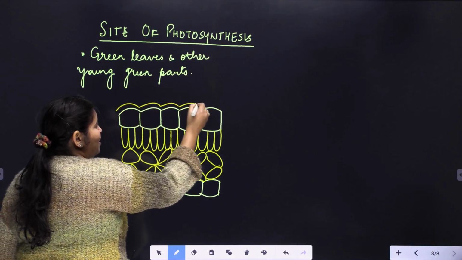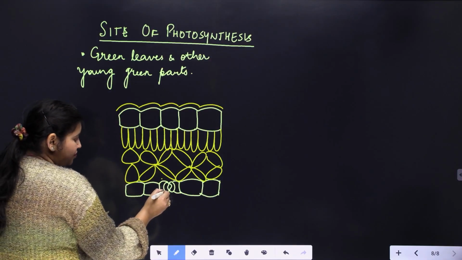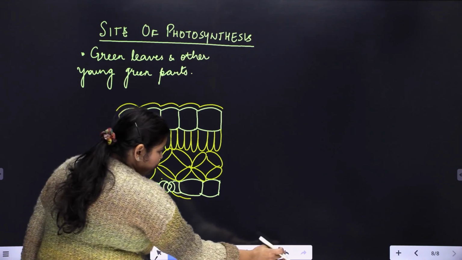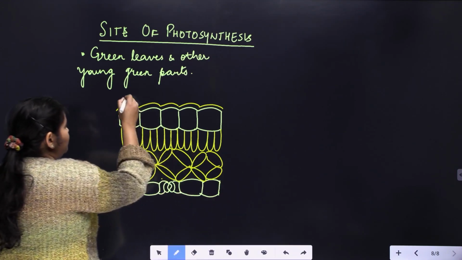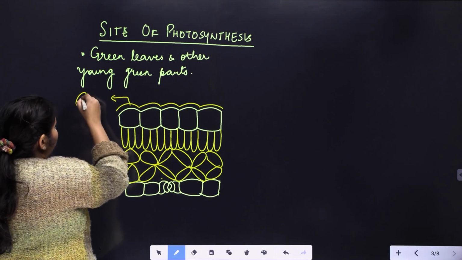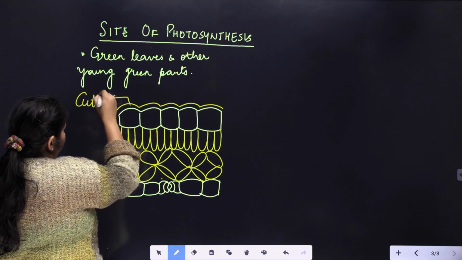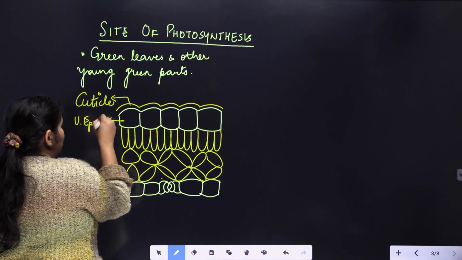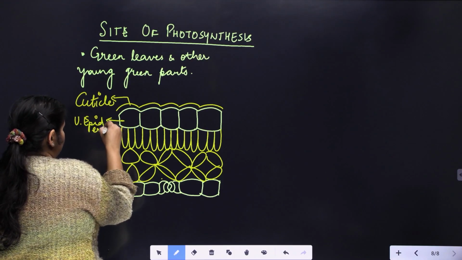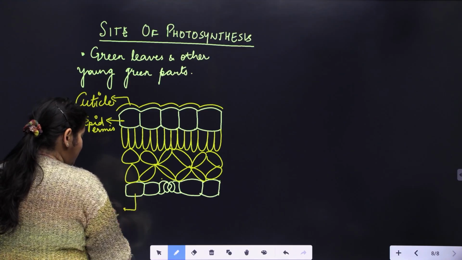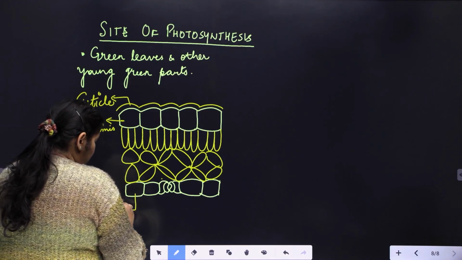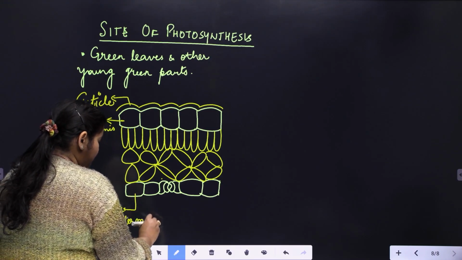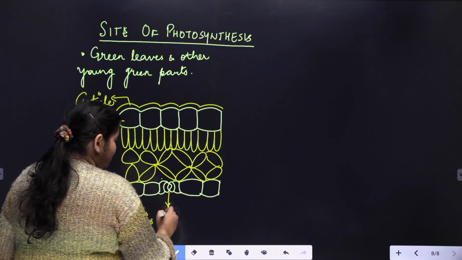Now, the leaf is covered with cuticle to decrease or lower the rate of transpiration. This is the upper epidermis. This one is the lower epidermis. All right. This is the stomata.